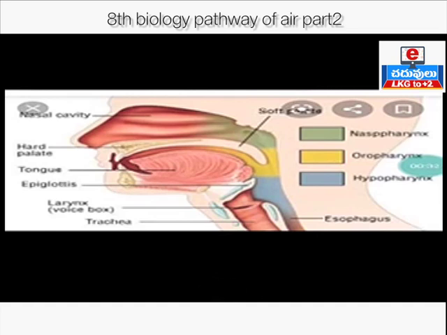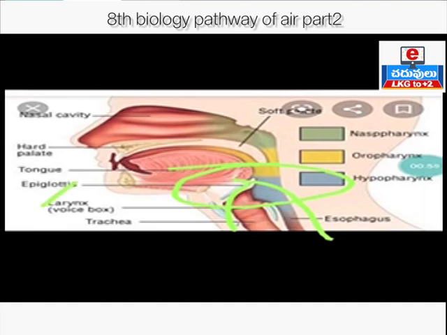You already know that the pharynx consists of two track systems. One is the respiratory track, and the other is the food track. Here, in the pharynx chamber, there is one flap-like structure. The flap-like structure is called the epiglottis.